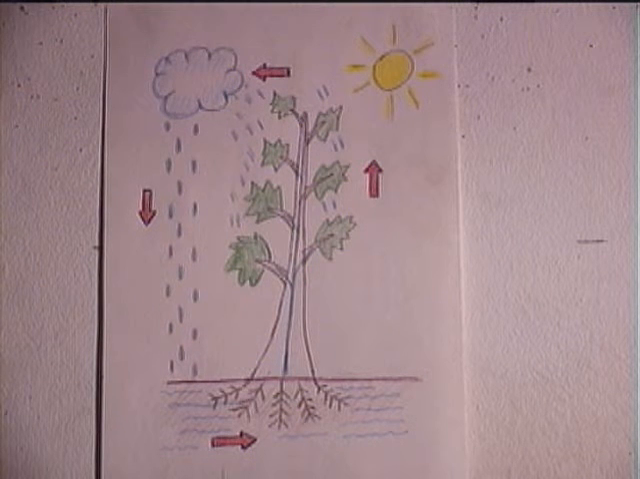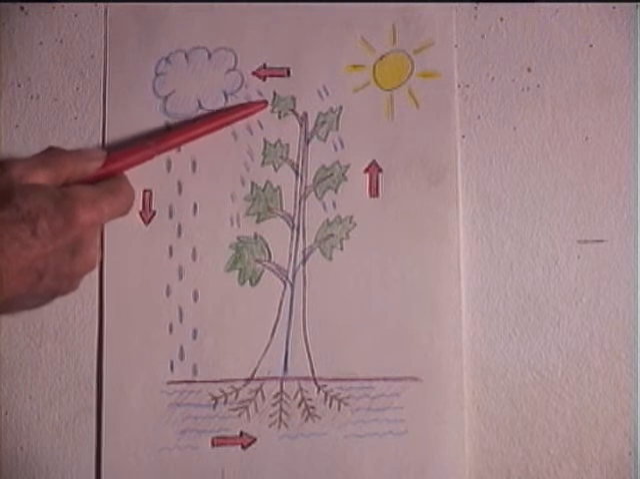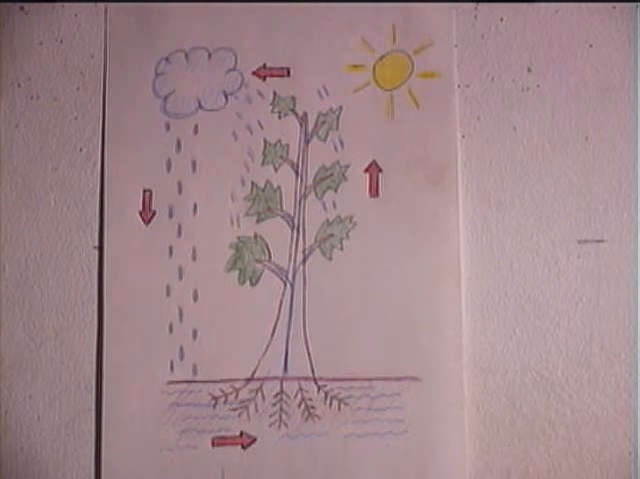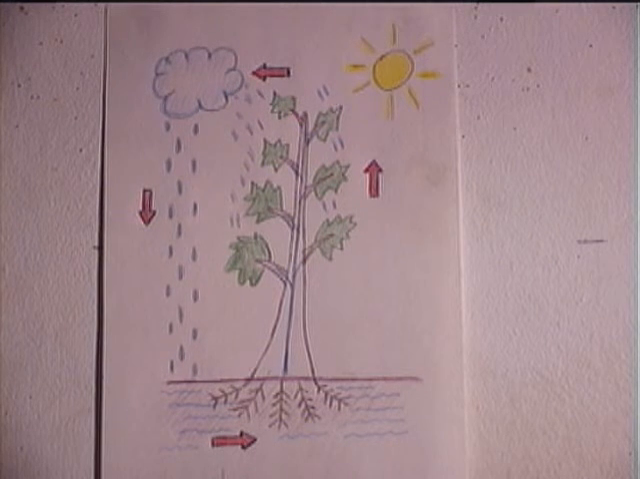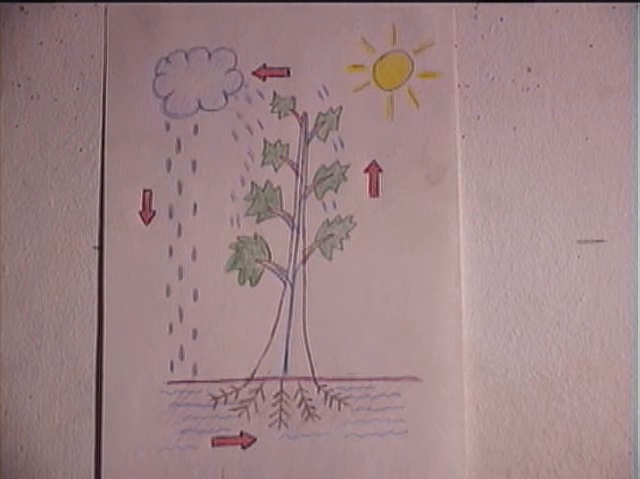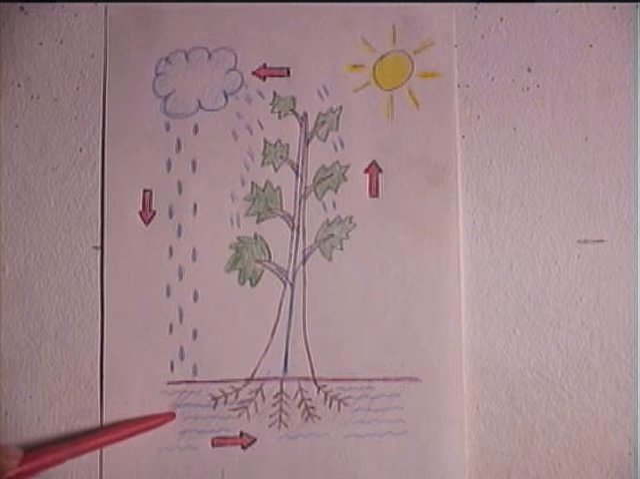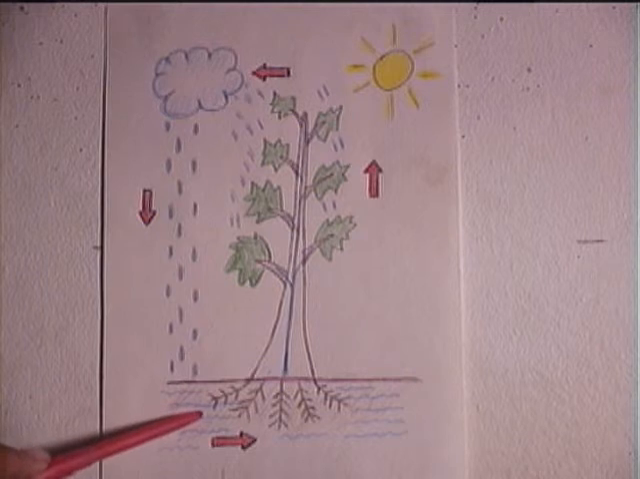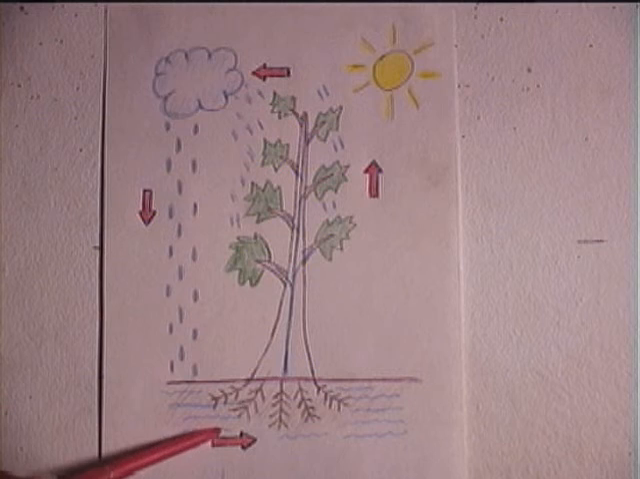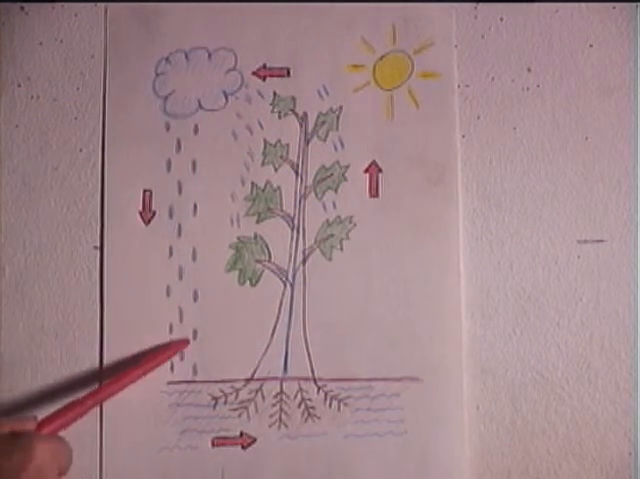At the top of the tree, evaporation action draws water from the leaves and pulls new water up into the leaves. The evaporated water rises into the air to form clouds. Rain falls from the clouds and soaks into the ground to form new groundwater. Then the whole action is repeated all over again and again and again.